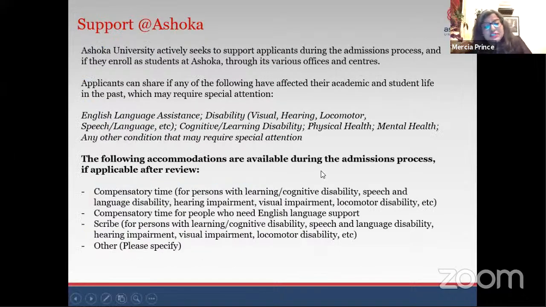The last section really, before you submit the application form, is a very important section for us. Ashoka really believes and very actively seeks to support applicants during the admissions process, first to begin with, and if applicants enroll as students at Ashoka, then through various offices and centers. And in the application form, you'll find an attachment which has a link to different centers and offices that are established at Ashoka to support you. So you can go through those.